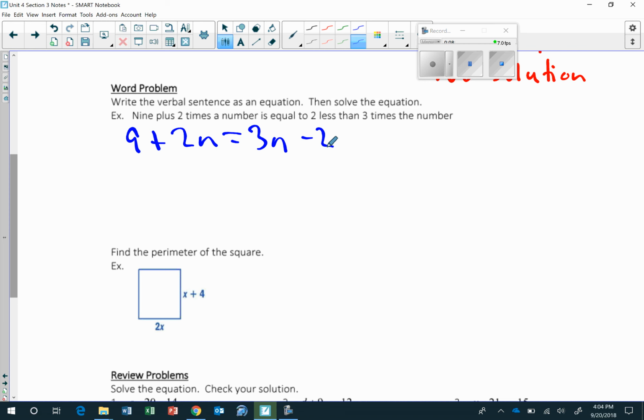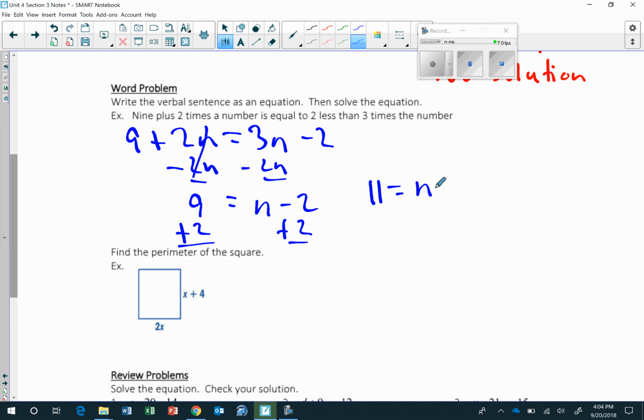Now I need to solve it. So I want to get all of my variables, all my n's, on one side. I'm going to subtract 2n from both sides. I'll get 9 equals n minus 2. Again, I could have subtracted 3n from both sides, but I would have wound up with a negative for the n. Now I can add 2 to both sides, and I'll get 11 equals n.